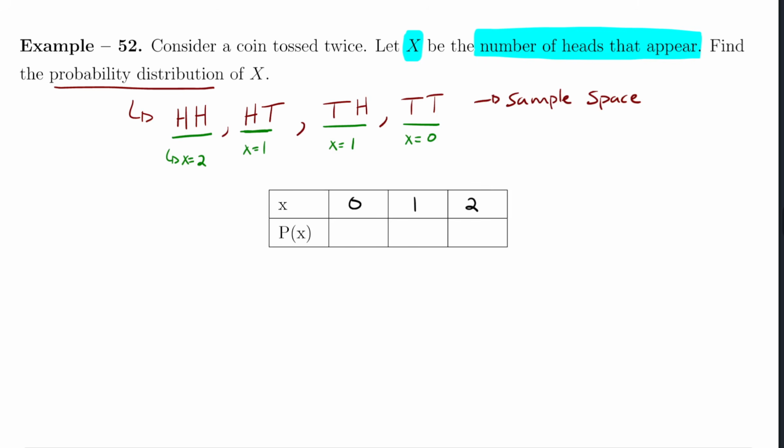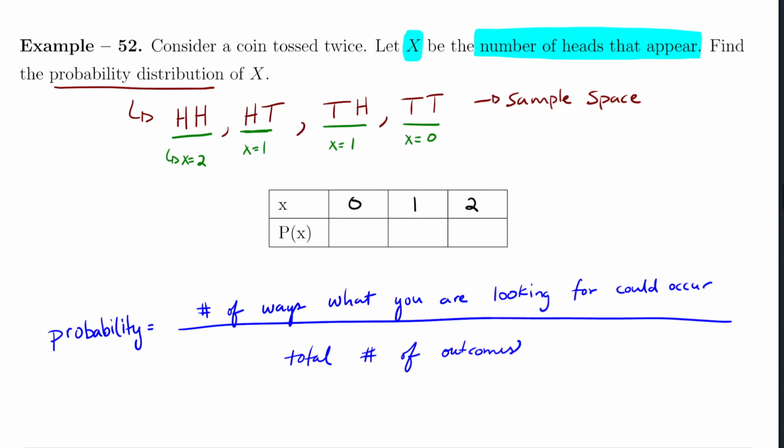Now whenever you find probability, remember from our previous lessons, probability in its simplest formula is just the number of ways what you're looking for could occur divided by the total possibilities. So we keep in mind this is our general formula for probability. If I want to find the probability that I get 0 heads, there is only one outcome that gives me 0 heads out of the 4 possible outcomes. So that would give me a probability of 1/4, or written in decimal form, 0.25.